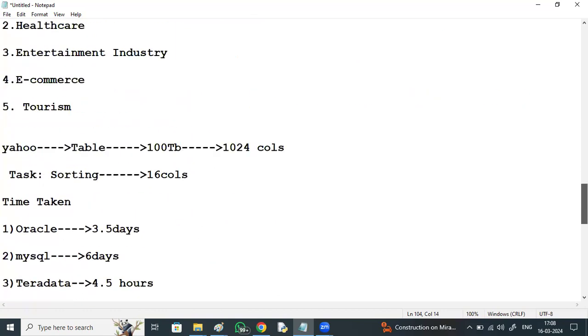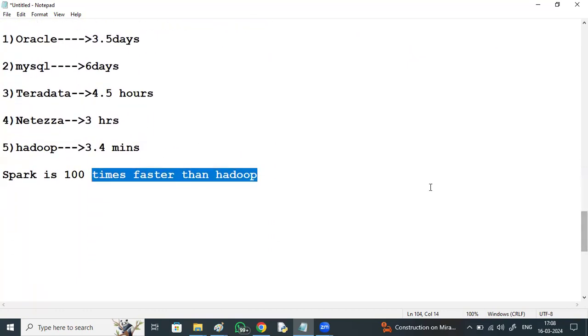So I'll be starting with the RDDs, resilient distributed datasets, right? And how this computation is going to happen.